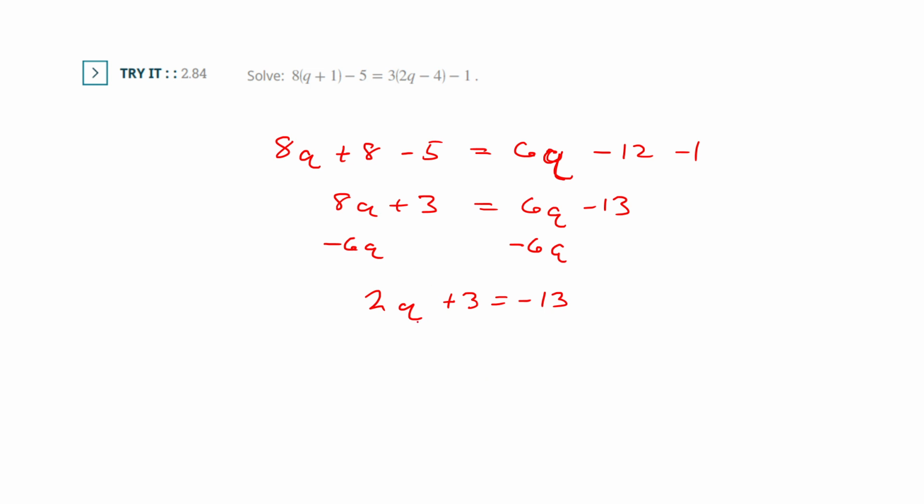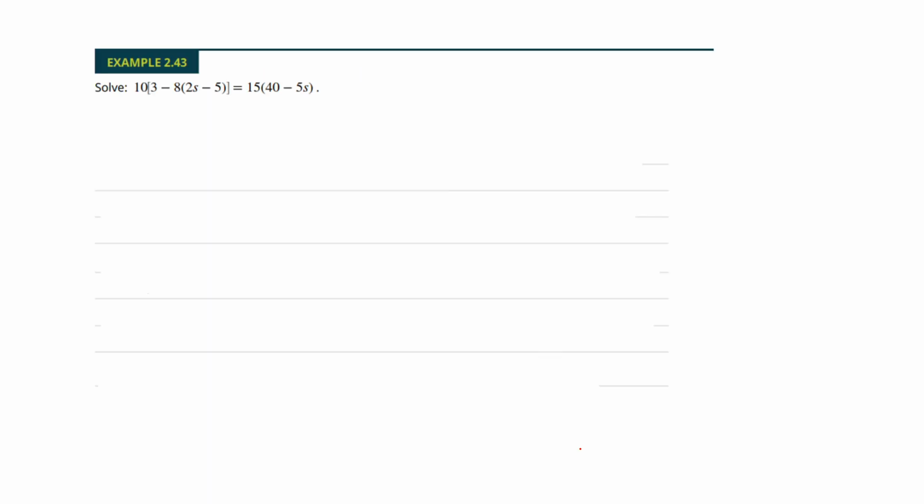Okay, let's get q alone now. Last step, I want the factoring puzzle. So I've got 2q equals negative 16. If you didn't know what that was, the other number must be negative 8.